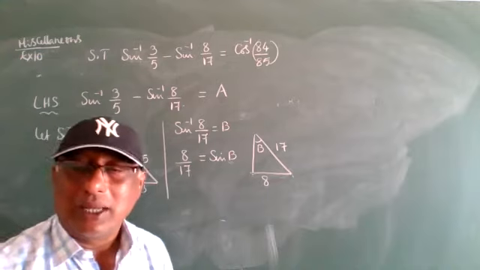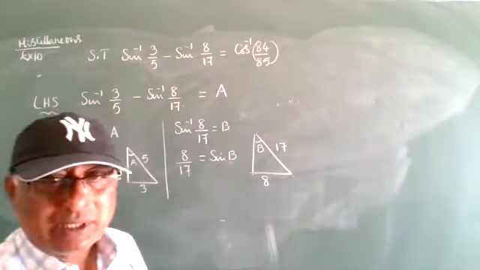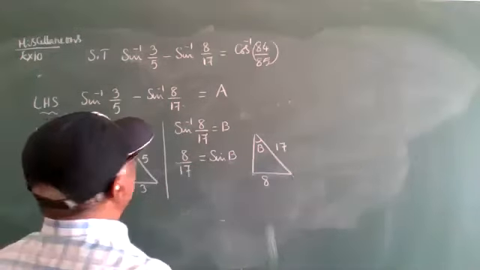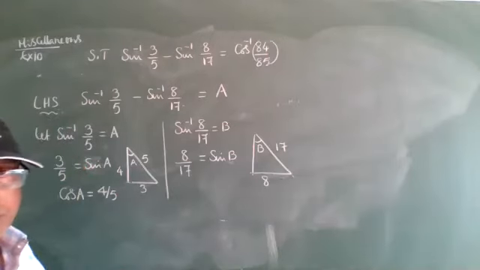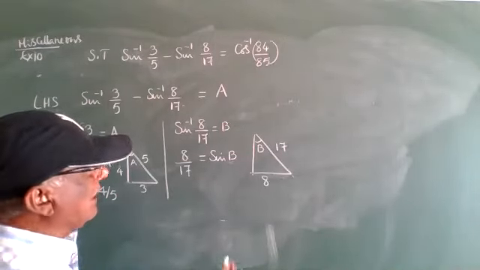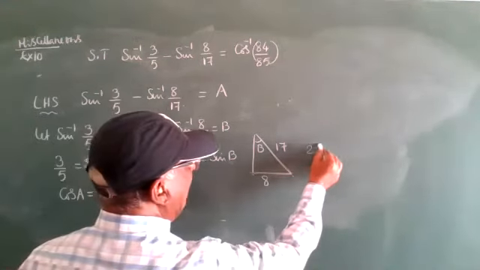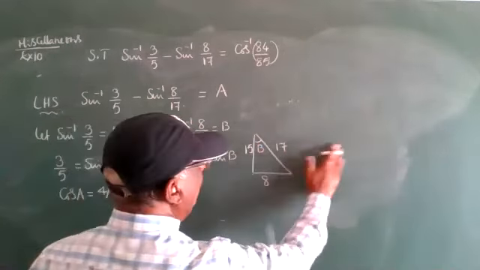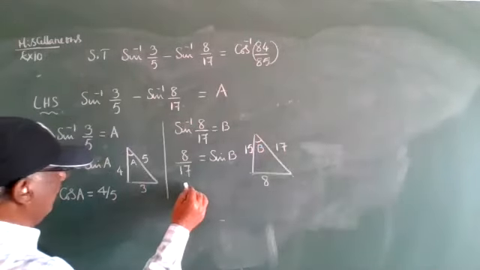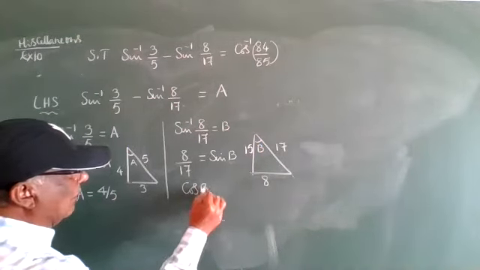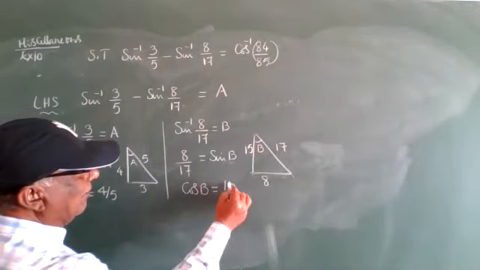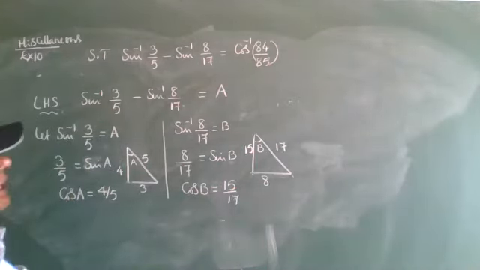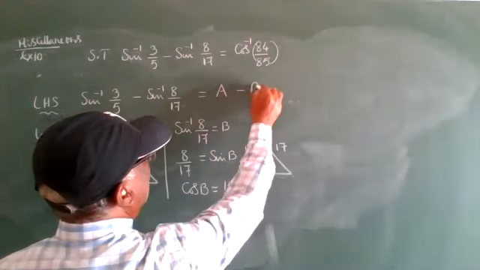Anybody tell me what is the problem? Miscellaneous also they are asking. Everyone see what the problem is. So I am going to write 289 minus 64, 225, whose root is 15. Therefore, cos B is equal to 15 by 17. This I am going to let be B. Okay?